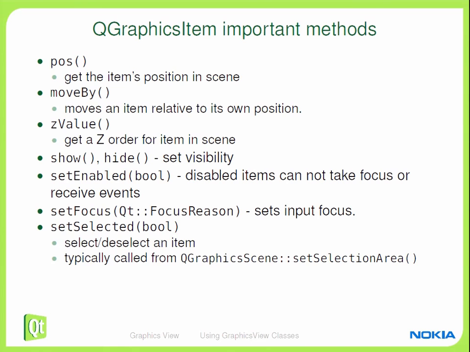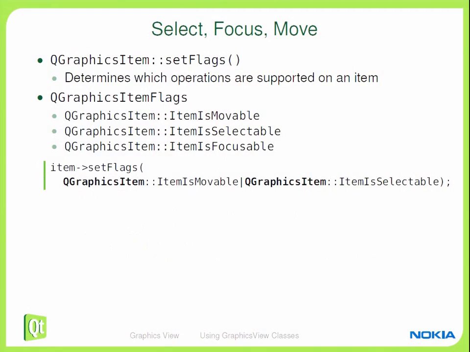Items can also be hidden with the hide function and then shown again. You can enable and disable them. You can set focus for them. After it's gotten focus, it can receive keyboard input, for instance. You can set different flags for graphics items, for instance, whether it can have the focus or not. If you want to have keyboard focus for an item, you need to call setFlags so that it will receive focus if it's clicked, for instance.